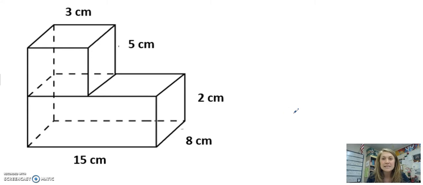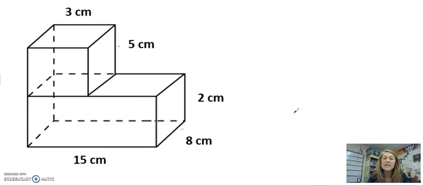If you look on the screen, this is an example of a composite figure. It's just where we've taken two rectangular prisms and put them together to form one irregular figure. In order to find the volume of this figure, we're going to have to ninja chop the composite block to find the rectangular prisms. So we're going to have to take this irregular figure and turn it into two different regular rectangular prisms. And we already know how to find the volume of those by doing length times width times height.